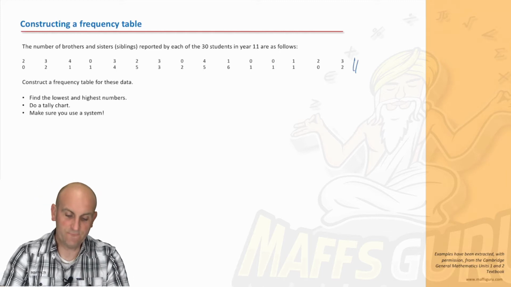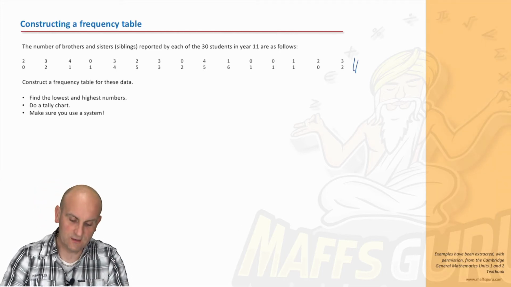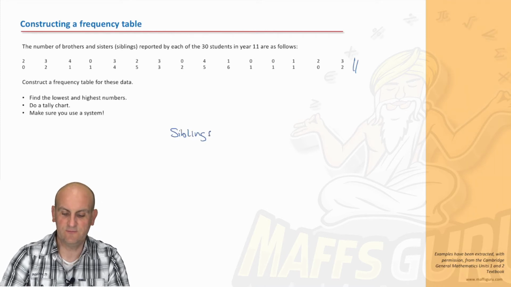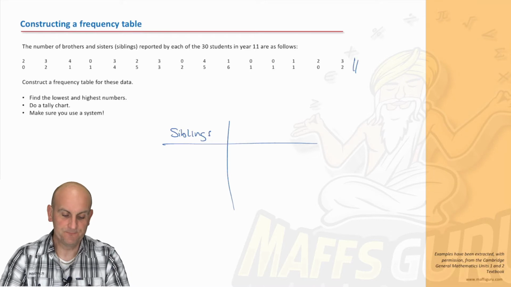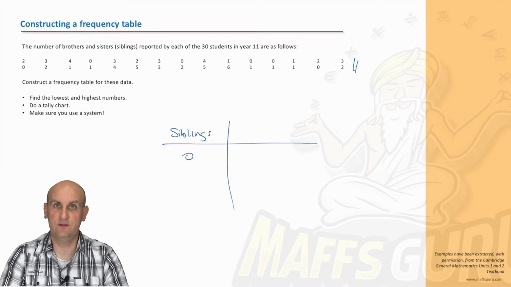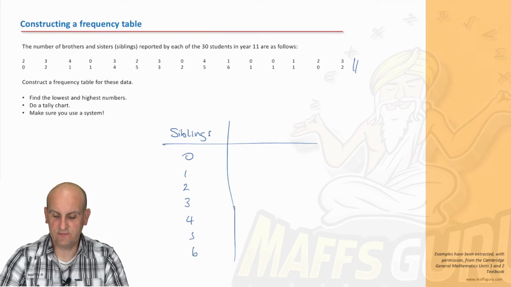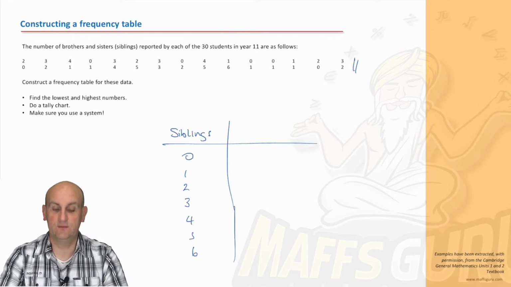With any luck, there are 30 data items there. First things first, to construct a frequency table, we need to know the numbers we're dealing with. So the first thing we're going to do is call it siblings. I'm going to have a table with the title siblings. We know probably the lowest number is going to be 0. It's highly unlikely you're going to have negative numbers of brothers and sisters. I don't even know how that would look. And then, what's the highest number? 4 or 6? Flipping heck, 6. 1, 2, 3, 4, 5 and 6, right? So our table is going to go up to 6.